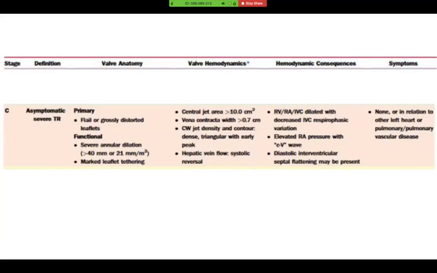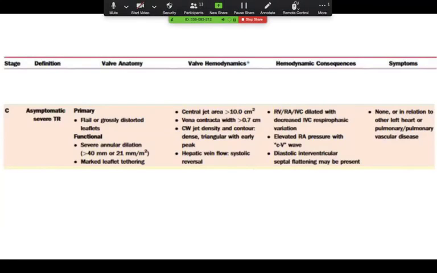And the continuous wave contour is totally different from that of mild to moderate. It is dense, triangular, with early peaking, as compared to the other continuous waves in mild to moderate. And you could see the systolic reversal, which means the disease is much more severe as compared to mild to moderate.